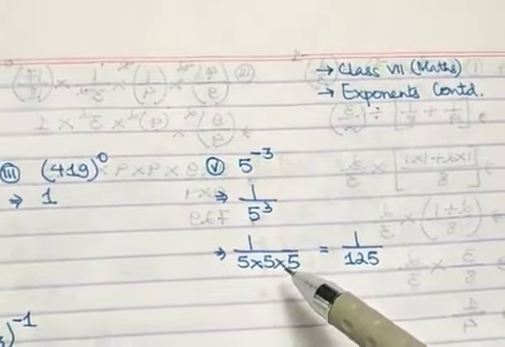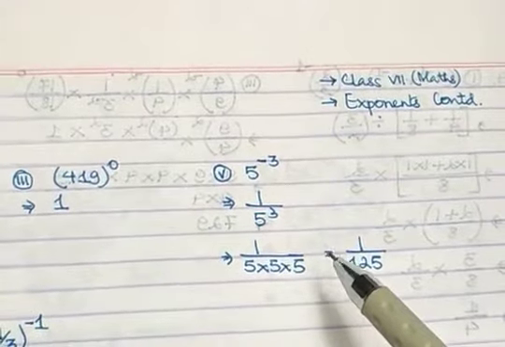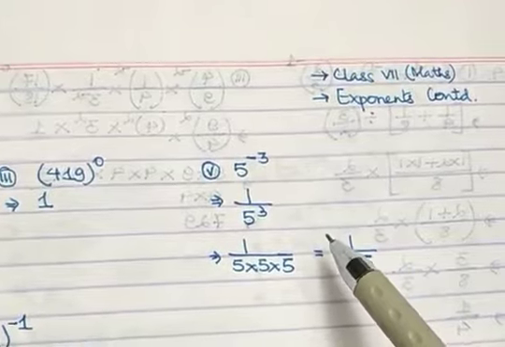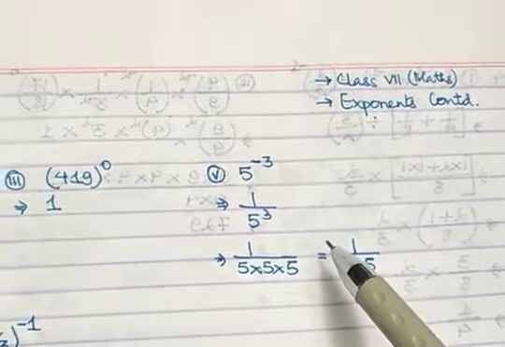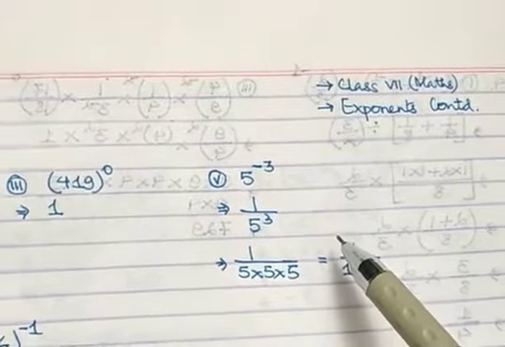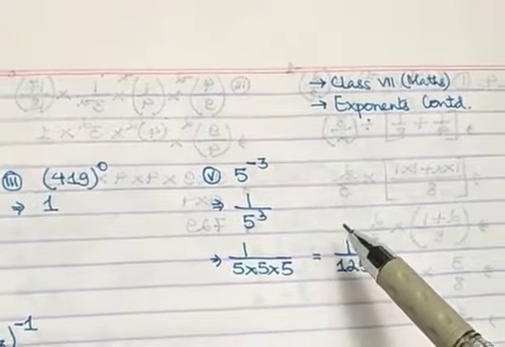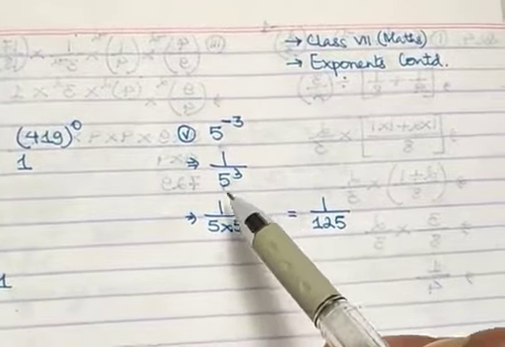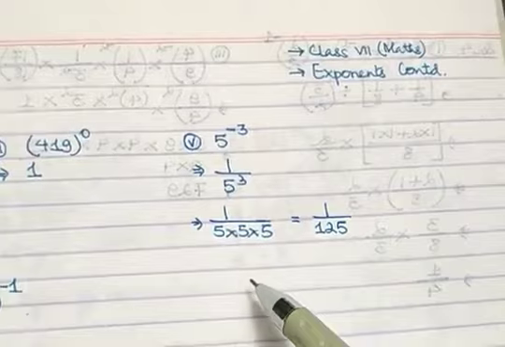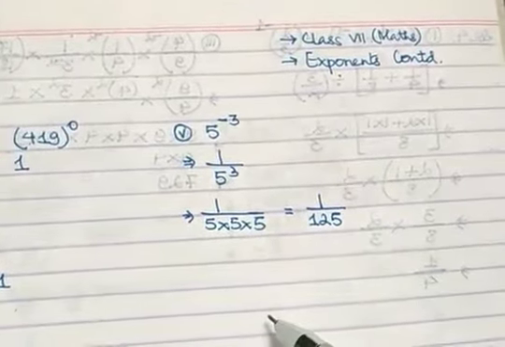So see, every sum in this exercise will be based on the laws of exponents. So if you haven't memorized, please memorize the laws first, otherwise you may wonder about the applications, from where did that come, and all. So 1 divided by 5 to the power 3 can be written as 5 into 5 into 5. So we have our answer as 1 divided by 125.